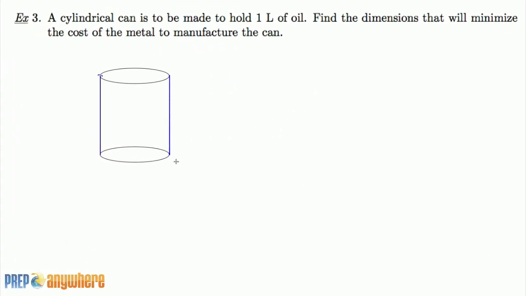So we're talking about a cylinder in this question. How many variables does a cylinder depend on? Two. Okay, good.